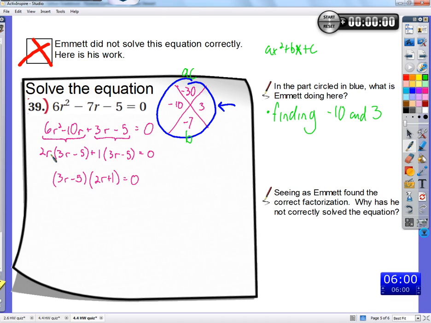Could someone explain to us what it means to undistribute that 2r? Besides Tyler, because he already did. Someone else explain in a number of words what it means to undistribute the 2r? You take 2r out of the 6r squared minus 10r. Yeah. Okay. You take it out. Because if you put it into 3r minus 5, you get 6r squared minus 10r. Uh-huh. So you just find what you can multiply.